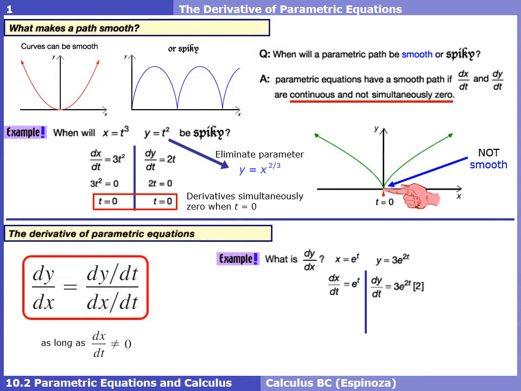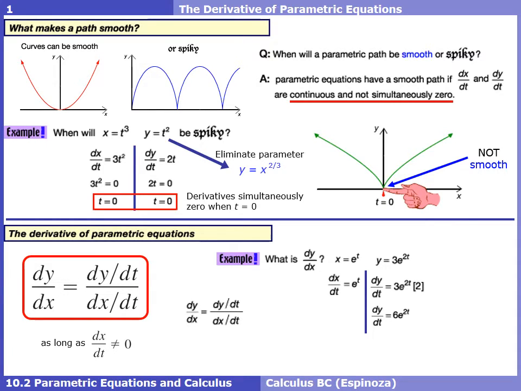dy/dt, on the other hand, is going to require the chain rule. The constant of 3 we're just going to leave in the front. e to the 2t becomes e to the 2t. And because of the chain rule, we have to multiply by u prime, and the derivative of 2t is just 2, and we can clean that up to be just 6e to the 2t.